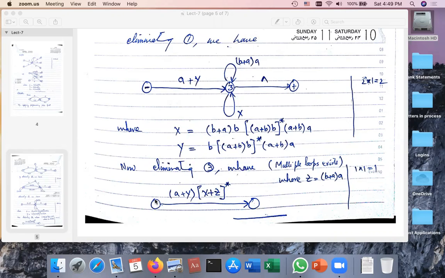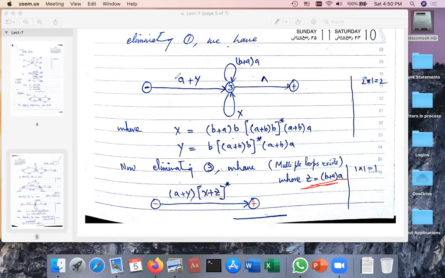So this is my initial state, and this is my final state. I forgot to mention the initial state and the final state here. And then you can say, okay, a plus y, and this is x, and b plus a into a, you can call it z.